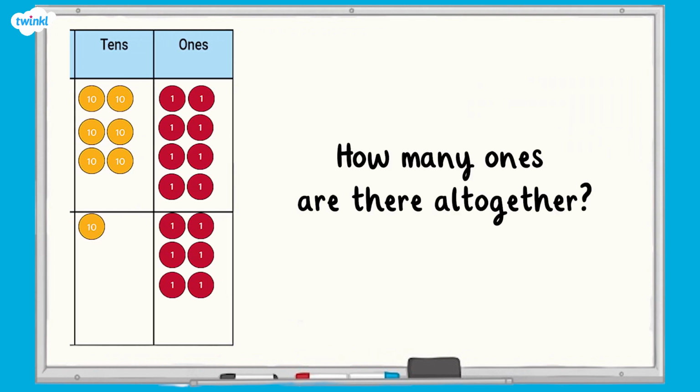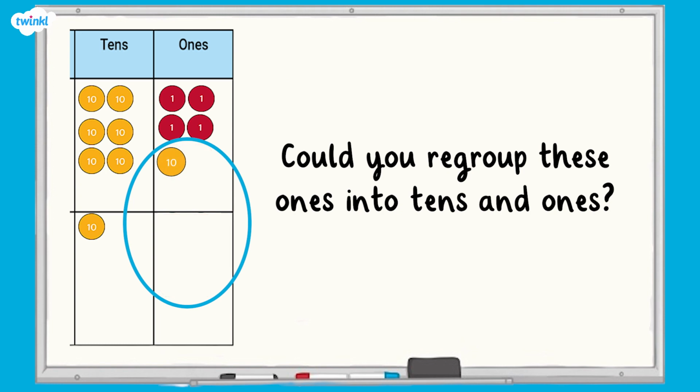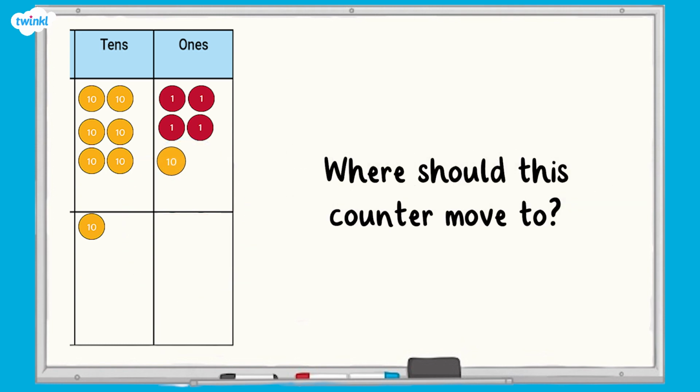How many ones are there altogether? There are 14 ones in this column, but we can't have more than 9 in one column. Could you regroup these 14 ones into tens and ones? Well done if you noticed that you could regroup 10 of the ones into one 10. Where should this counter move to? That's right, a 10 counter needs to go in the tens column.